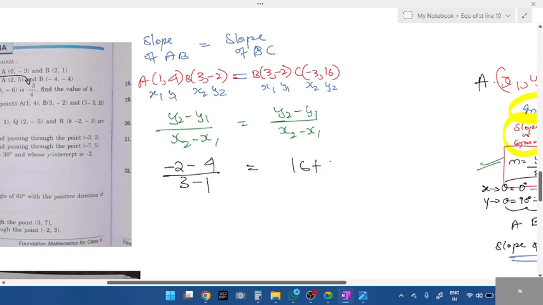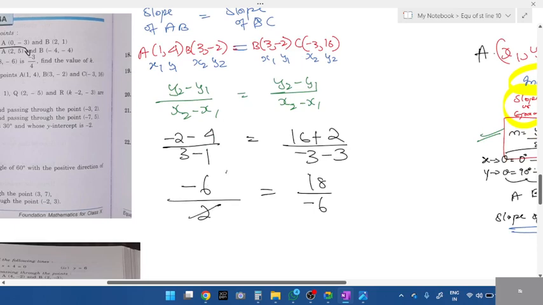Okay, minus into minus, I'll write it as plus. Next, what's the answer? Minus... Right hand side, minus 6. When you reduce, what do you get? Minus.